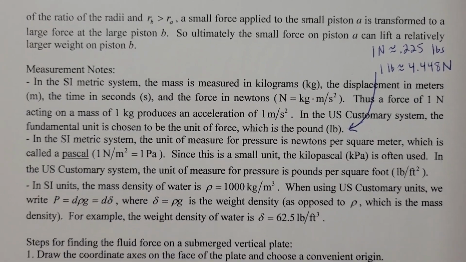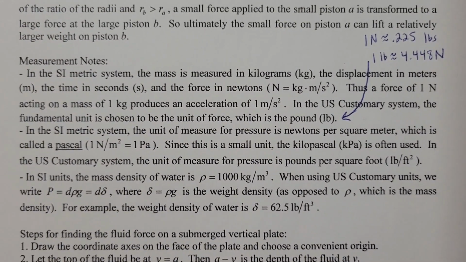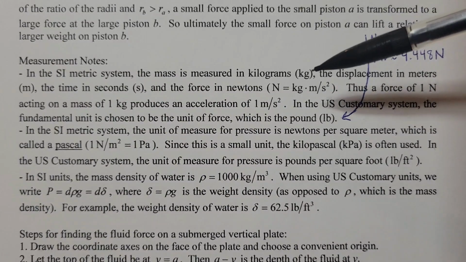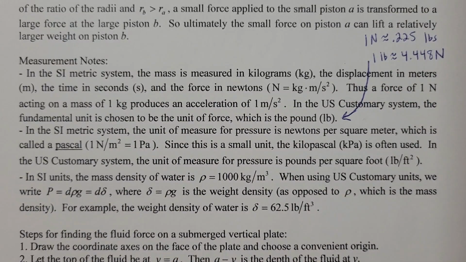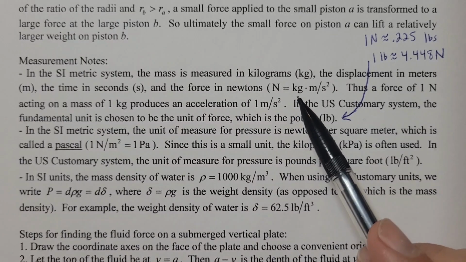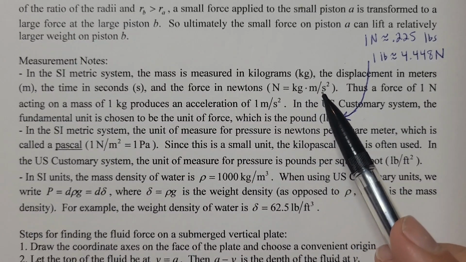There are some measurement notes that we're going to need to know in this section that are very important. There are two systems: the SI metric system and the U.S. customary system. In the SI metric system, mass is measured in kilograms, kg, displacement in meters, m, and time in seconds. The force is in newtons. One newton is the same as 1 kilogram times 1 meter per square second.